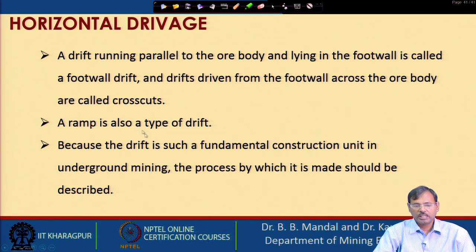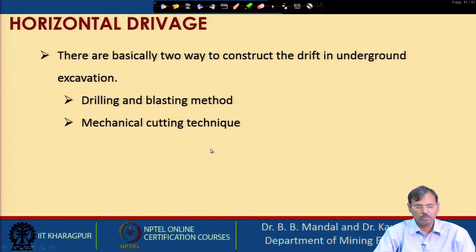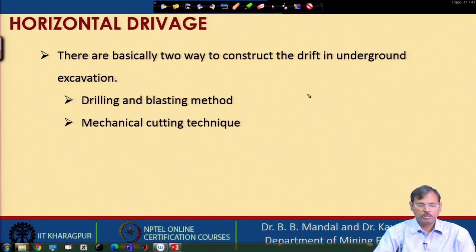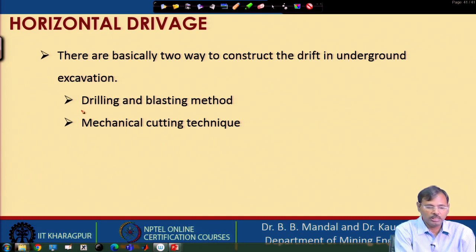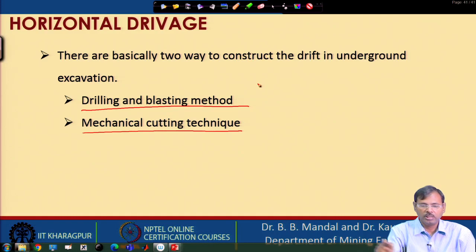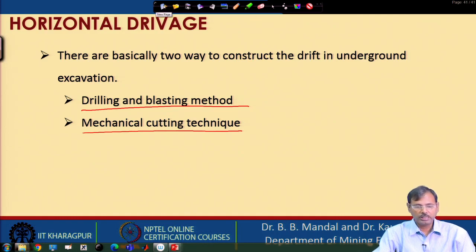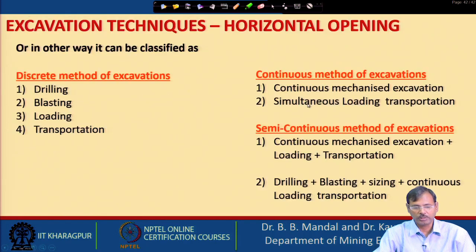Drift in general running parallel to the ore body, we have already discussed. For drive, it is in the ore body we are considering, and we classify the construction method in 2 parts. One is the drilling and blasting technique, another is the mechanical cutting method, and these are basically considered as the continuous and discrete method of excavation.